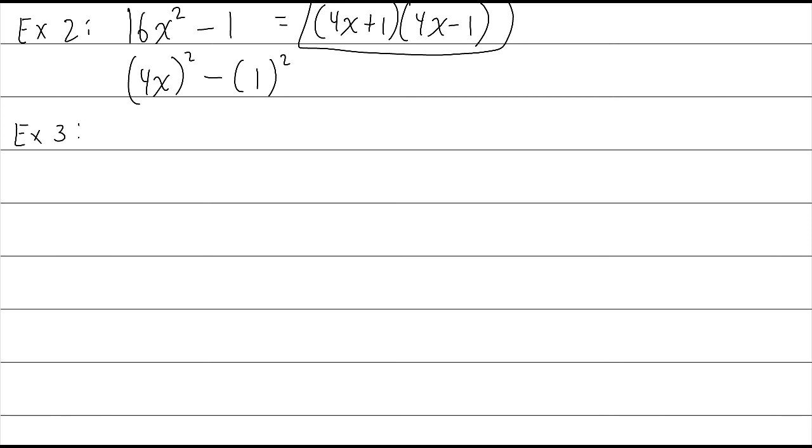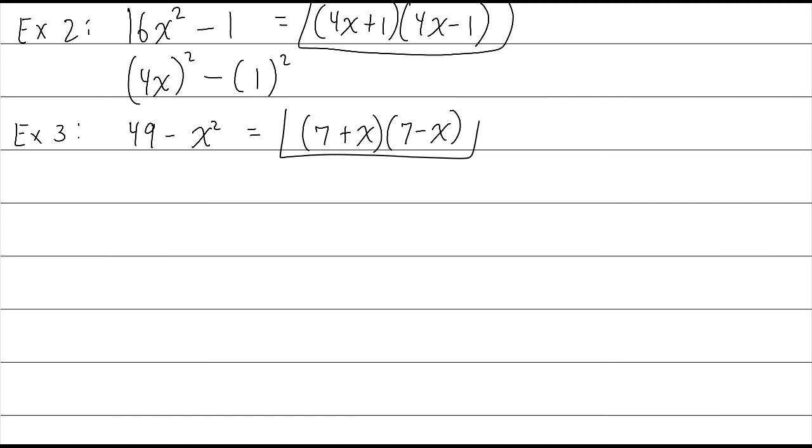Example 3, 49 minus x squared. Sometimes if you put the x as the second term, it confuses some people. Don't let it confuse you. Again, it still fits the mold. 49 is 7 squared. x squared is x squared. So this factors to be 7 plus x, 7 minus x. See, I didn't even have to write out that second step, like I did in the last one where I did 4x squared and 1 squared. You don't have to write that out. If you think about it and you see it, you can just write the answer. And that's really what we want you to do once you get to these types of problems.